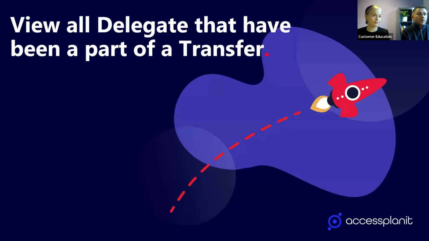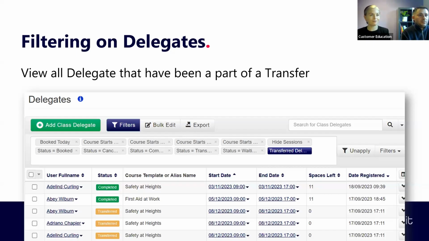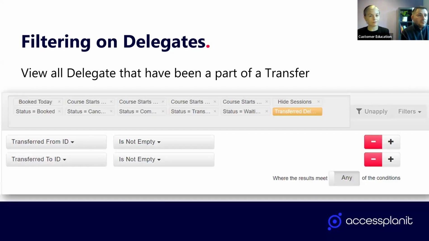The final delegate filter we'll cover today is how to view all delegates that relate to a transfer. This includes the delegates that have been marked as transferred and also includes the new delegate that's created as part of the transfer. We called it transfer delegate. Let's look at how it has been built.